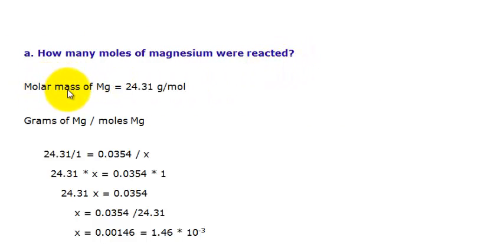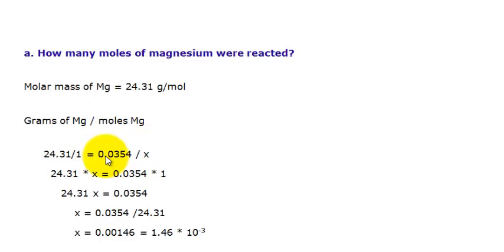First, we need to determine the molar mass of magnesium, which we can obtain from the periodic table. The molar mass of magnesium is 24.31 grams per mole. Next, we need to create a proportion consisting of ratios of grams of magnesium to moles of magnesium. Our first ratio should consist of known values, and the known values are 24.31 grams and 1 mole. The other ratio should consist of a known value and an unknown value.